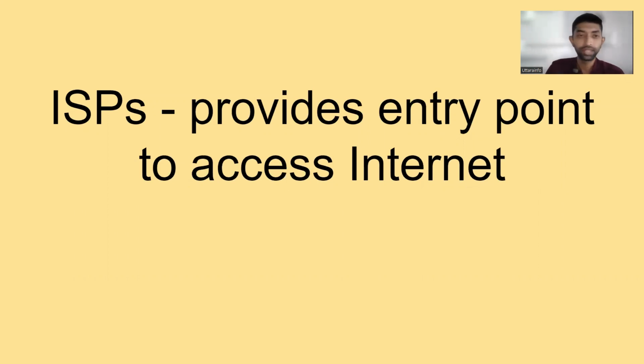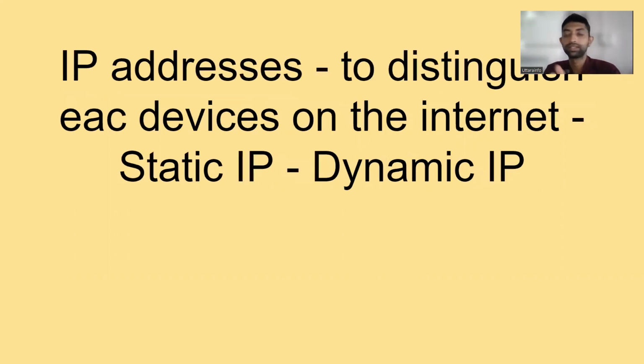Okay. Then we have IP addresses. IP addresses are given to each and every device to distinguish between them. There are mainly two kinds of IP addresses: one is static and one is dynamic. Can anyone tell the difference? Why do we use static and dynamic? For which do we use static and for which do we use dynamic?